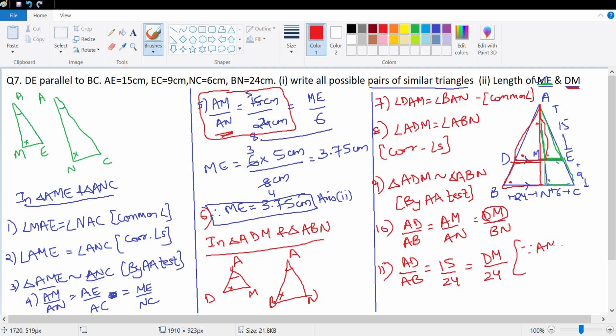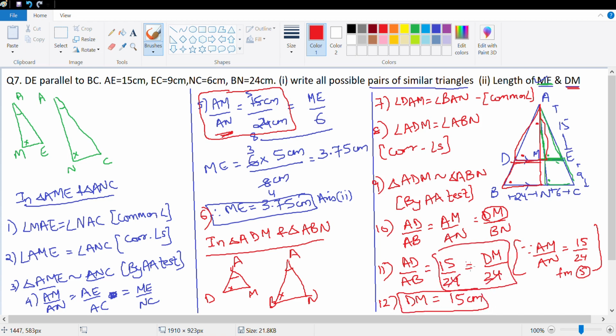Since AM upon AN is equal to 15 upon 24 from 5, which means DM would be equal to 15 centimeter. We'll look at these two. 24 and 24 will get cancelled. DM will be equal to 15 centimeter. So we figured out the value of DM as well. So we've proven two pairs of similar triangles, the small one here and the big one here. There could be another pair. I would not solve this question any further. Maybe you could look at it.